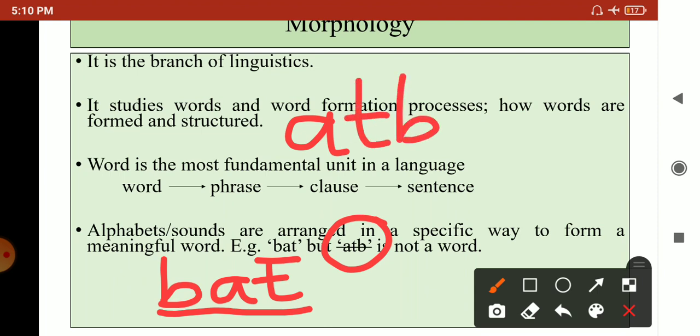I shall take A first, then T, B, and ATB. I would say ATB. No, there is no such word in English, and we cannot form such a word. Such a word cannot be produced in English because there are rules which we will see later. So that is possible, but if you shift these alphabets in this order and say that ATB is a word in English, no, ATB is not a word. This word is not possible in English.